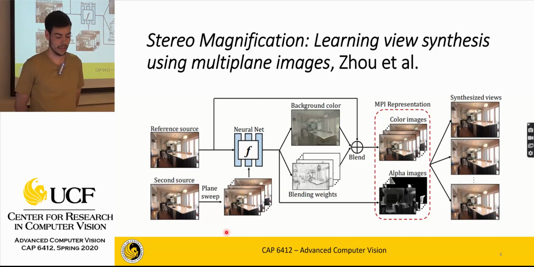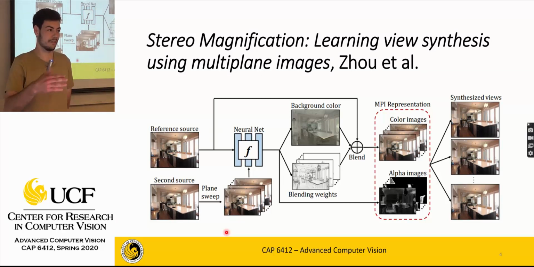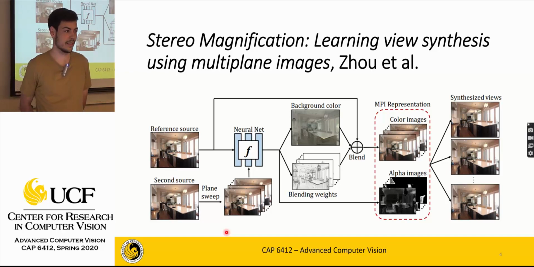This is fed into a neural network, which extracts a background color image and blending weights. These blending weights are used to create different representations of the image at different depth values. These different blending weights and background colors are blended to create an MPI representation. MPI stands for a multiplane image. And I'll go over what an MPI image does for the actual synthesis in the next slide. But essentially, with the use of a colored image and these alpha images, they're able to synthesize new images.